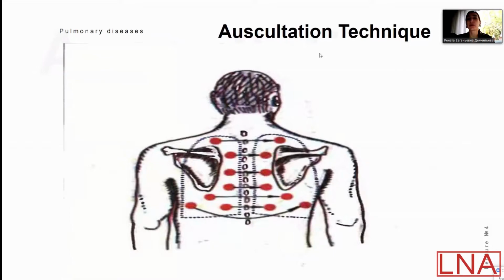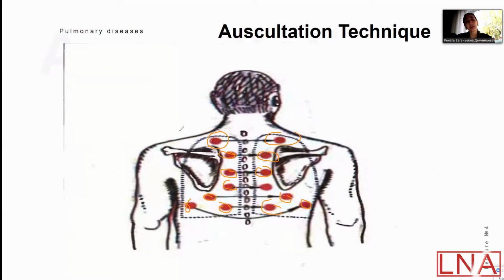Surely you start from the suprascapular regions, then interscapular regions, maybe 2, maybe 3 points from both sides. But the main thing, pay your attention: right, left, right, left, right, left, to compare this oscillation. And then the infrascapular regions. So it covers all surfaces of the lungs: anterior, lateral part, back part.